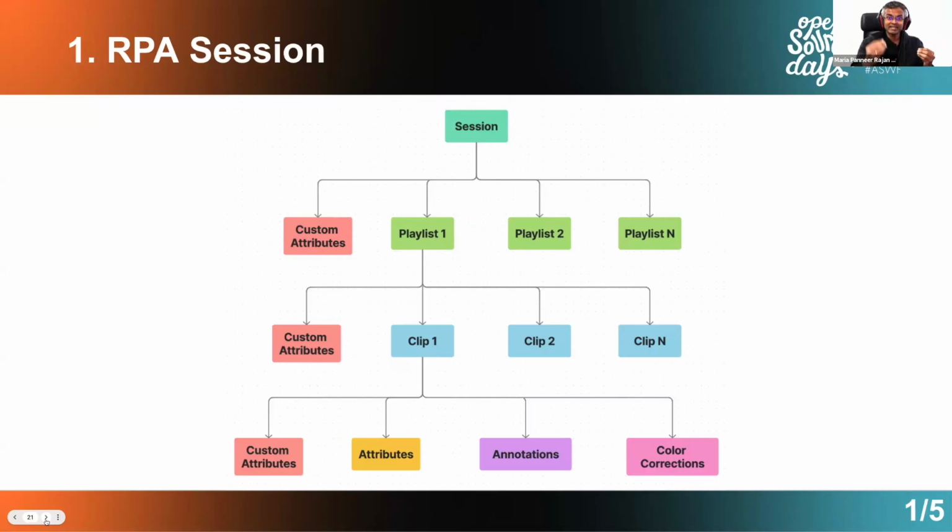So the RPA session is what helps us to facilitate this playlist-based review workflow paradigm. In an RPA session, you can have any number of playlists, and each playlist can have any number of clips, and each clip can have any number of attributes, including feedback attributes such as annotations that include strokes and text, and also color corrections. So this is a bird's eye view of the RPA session.